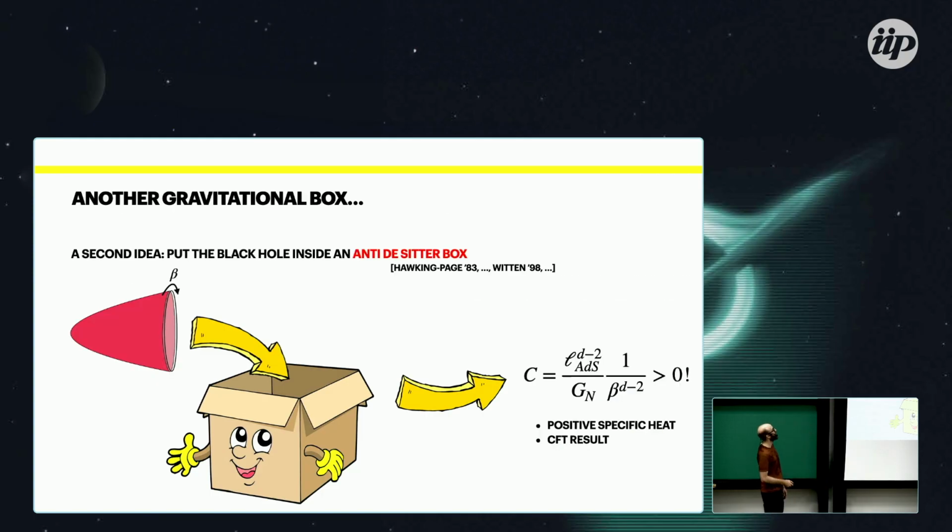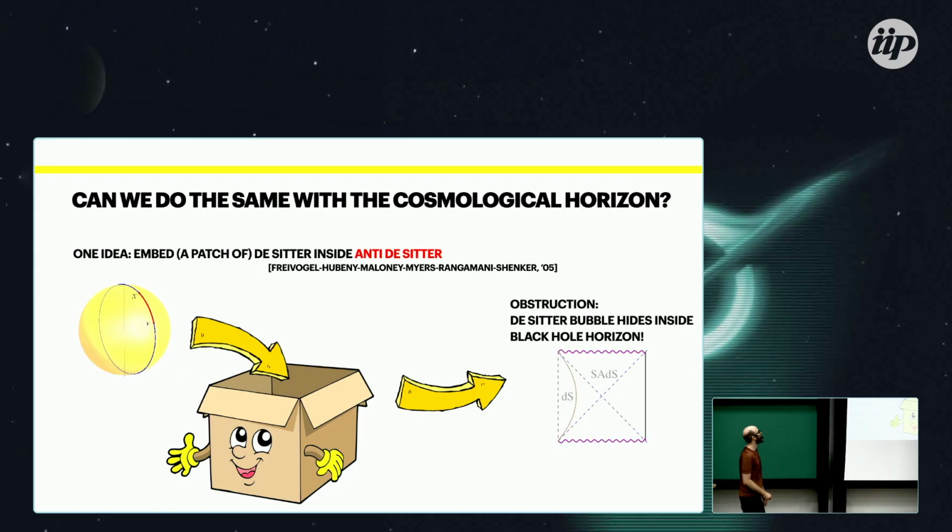There's another box that we all know and like, that is putting our black hole inside anti-de Sitter. And of course, we know the result of that experiment. Now we put the black hole inside ADS. There's a large ADS black hole. We compute the specific heat. And now we not only get positive specific heat, but we also get the result that you get from a CFT at finite temperature in one less dimension. Okay? We can try to do the same in the static patch of de Sitter.